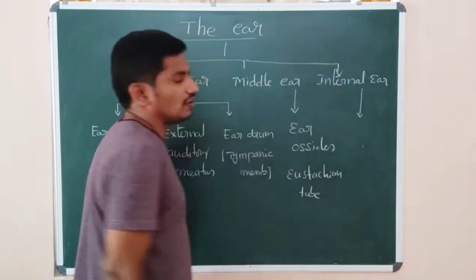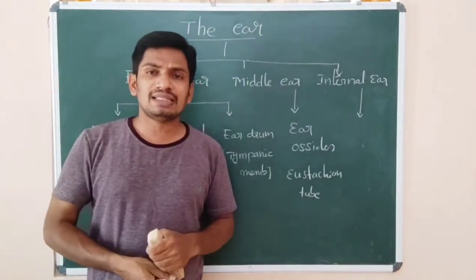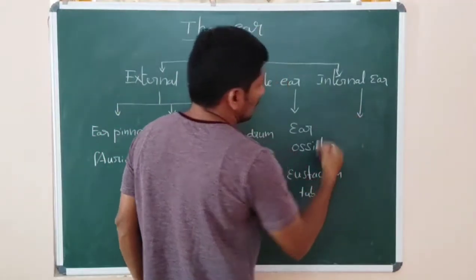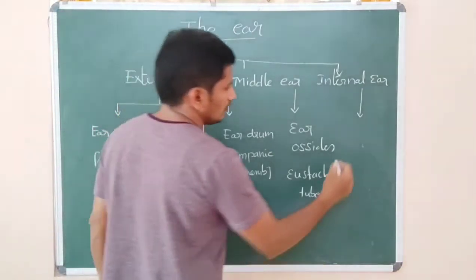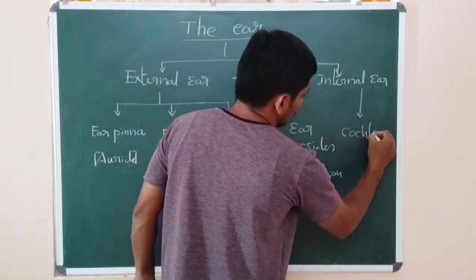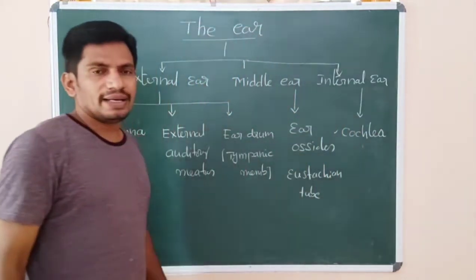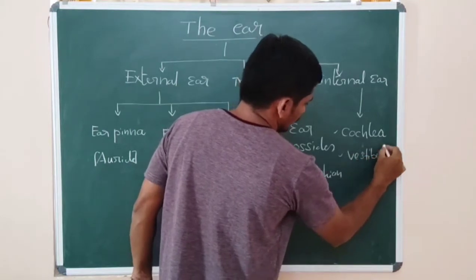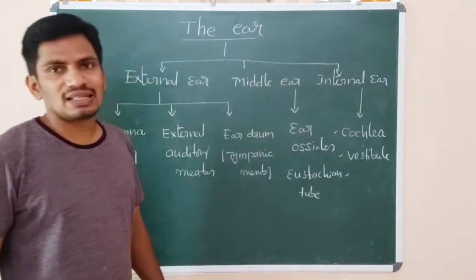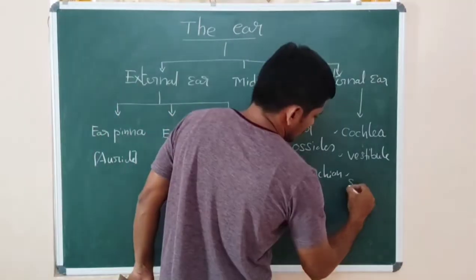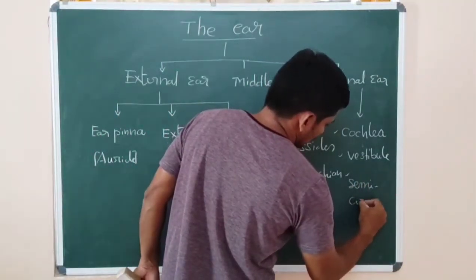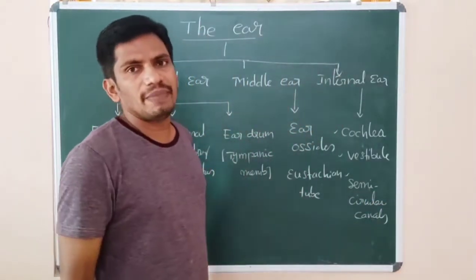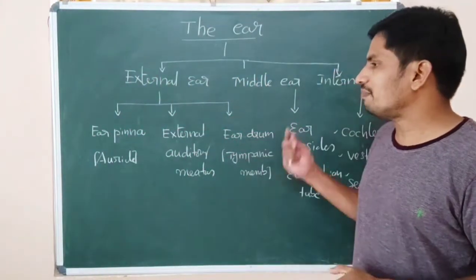The internal ear starts with the oval window and round window. It has membranous and bony labyrinth-like structures. The first part of the internal ear is the cochlea, which we will discuss later. Next is the vestibular apparatus, and next, the semicircular canals. These are the main parts involved in the complete ear.